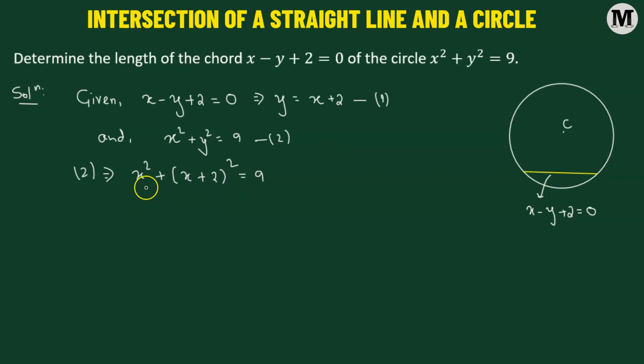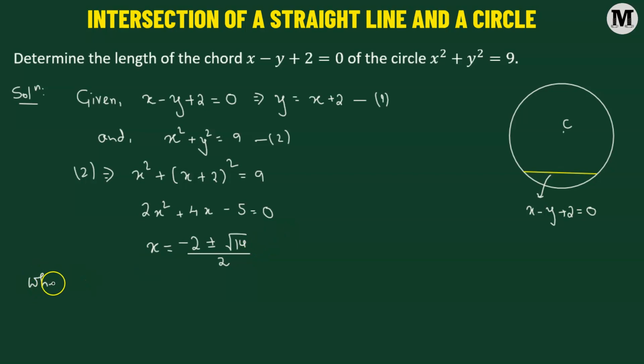Now when we simplify this, we're going to get the equation 2 times x squared plus 4x minus 5 equals 0. Now this is a quadratic equation. We can use the standard formula to obtain the values of x; that I am leaving as an exercise for you to try. So this will come out to be negative 2 plus or minus square root of 14, divided by 2.